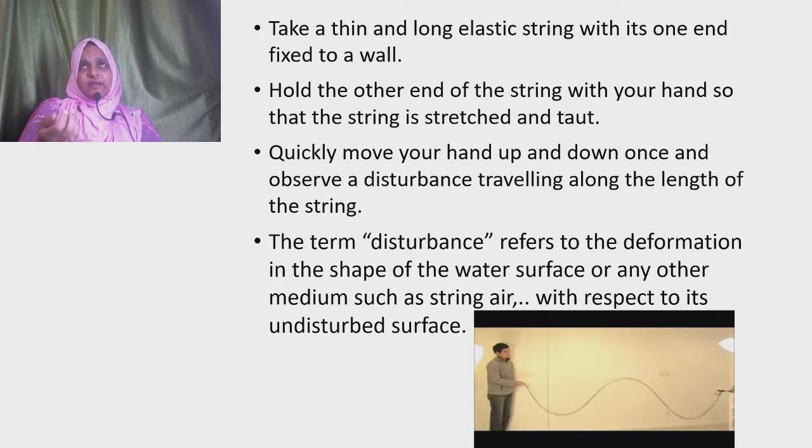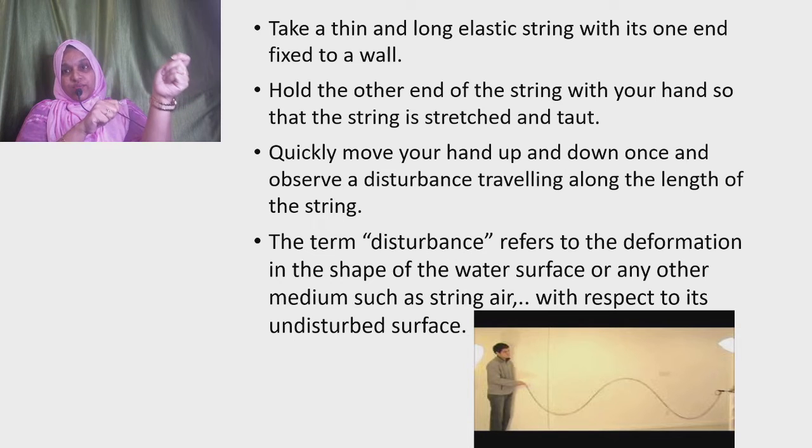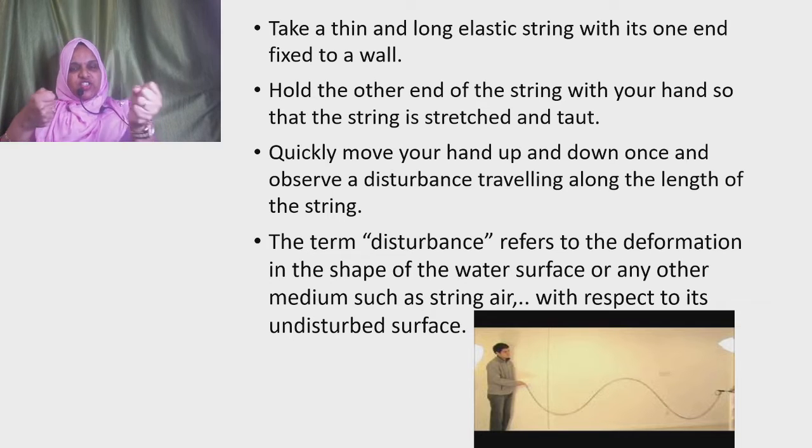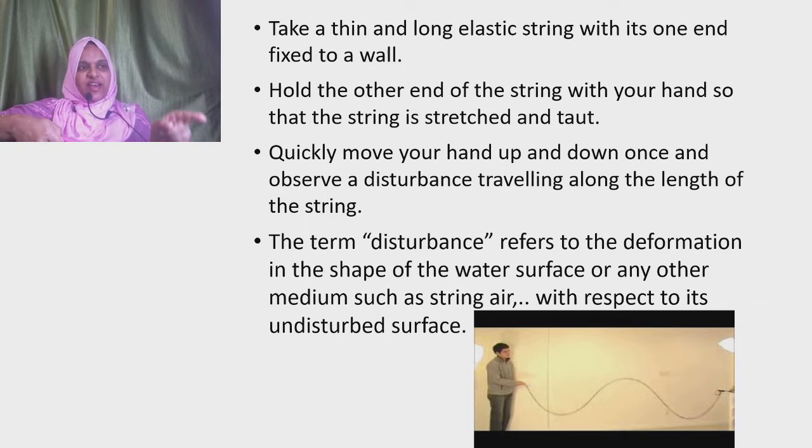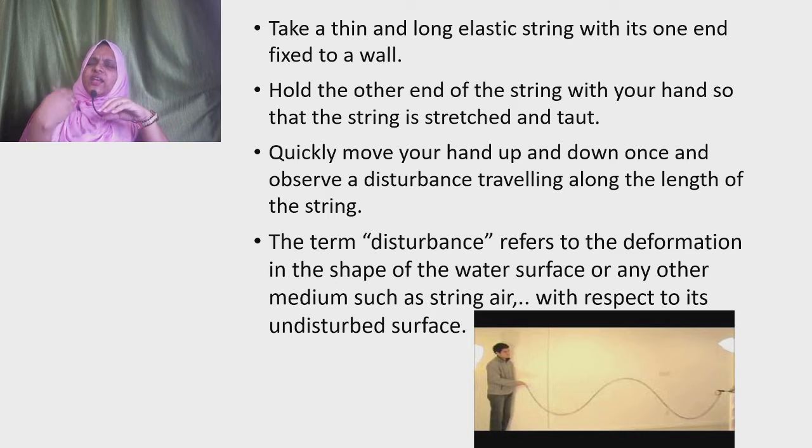Now another example: you take a long and thin elastic string, fix one end of it to a wall, then hold the other end, and stretch it taut. Now quickly move your hand up and down. What will you observe? A disturbance will be traveling along the length of the string. This disturbance refers to the deformation of the shape of the water surface or any other medium such as string, air, etc. with respect to the undisturbed surface.